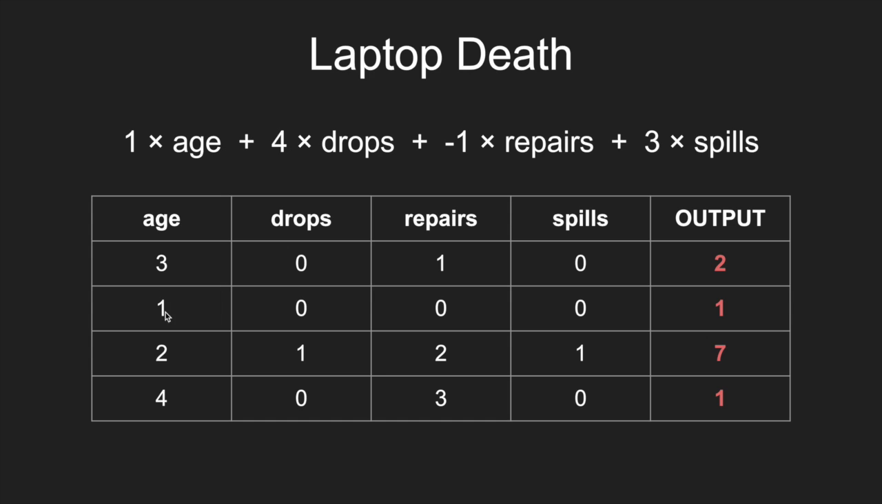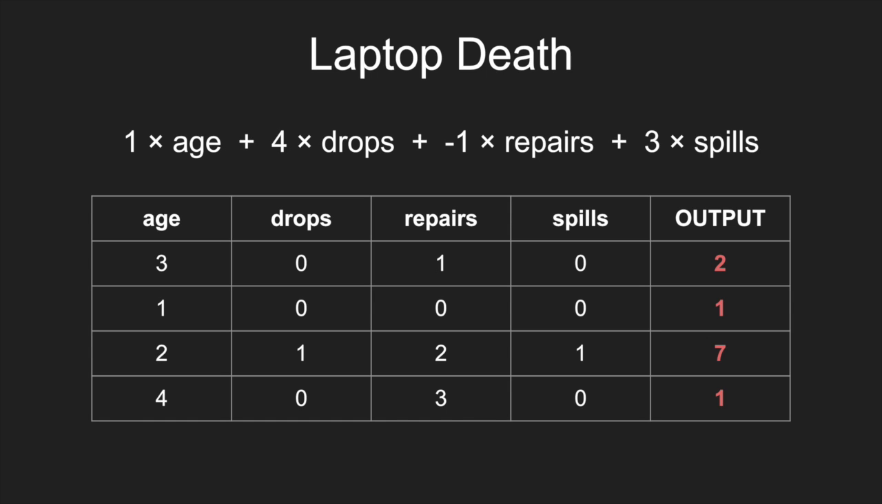So here I've got a really young laptop with no problems. Its output is really low. Here I've got a relatively young laptop, but it's been dropped, it's been repaired twice, and some guy really didn't care about their laptop. Spilled something on it, dropped it. So the output is high for this one because a lot of bad things have gone on. And this last one, you can see the output is really low because even though it's old, it's gotten a lot of repairs. So it actually is beating this slightly younger laptop because this older one has gotten more repairs. So this is the kind of thing our neuron might output.